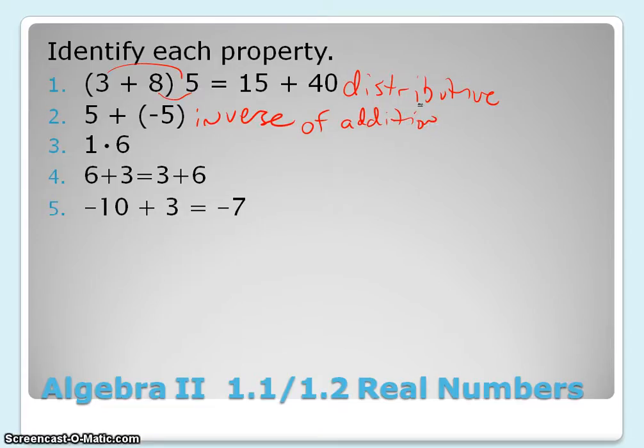Okay, next one we have 1 times 6. Now when we do 1 times 6, we end up still with 6. So because the identity of that number has not changed, this is our identity property of multiplication.